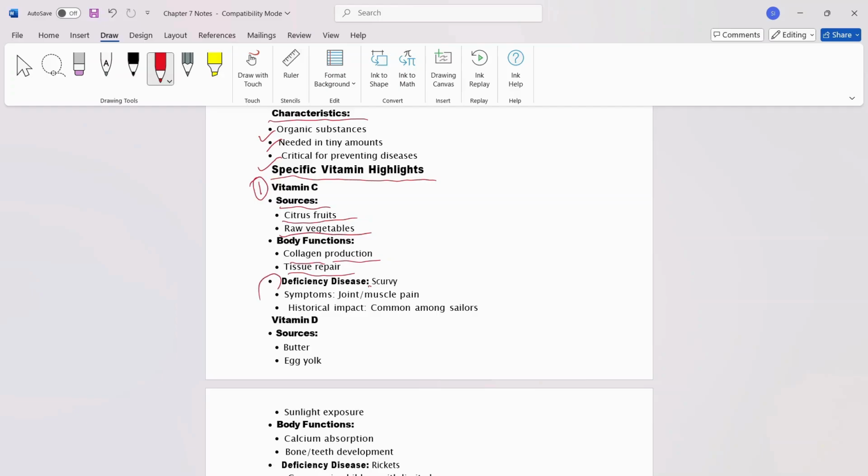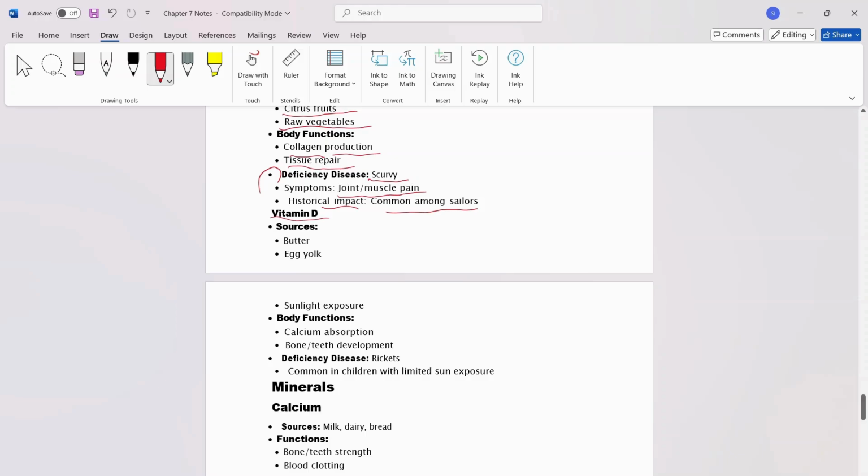Its deficiency can cause scurvy, with symptoms of joint and muscle pain. Historical impact: common among sailors. Vitamin D. The sources are butter, egg yolk and sunlight exposure. Its body functions include calcium absorption, and bone and teeth development. Its deficiency can cause rickets, common in children with limited sun exposure.